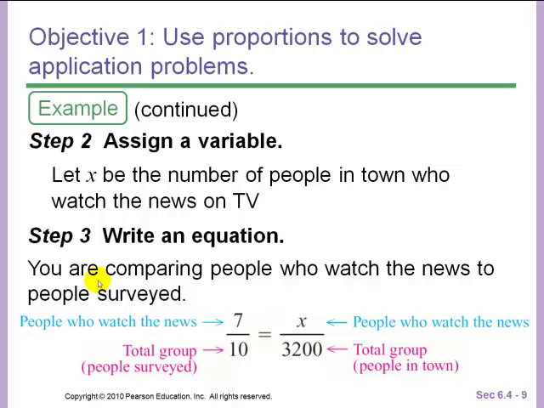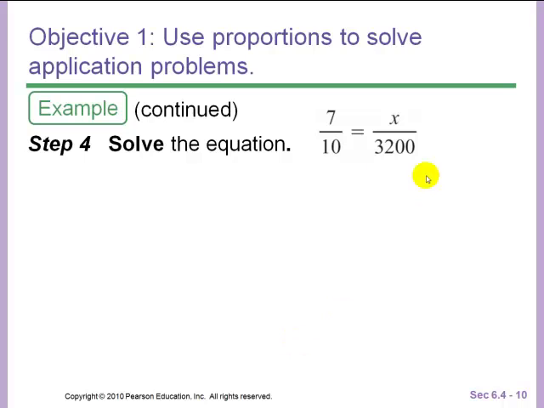Sometimes you might put these labels within the ratio. So you might say 7 people watch the news, and then 10 people total, and then X people watch the news out of 3,200 people total. That's fine too. And the important thing is that whatever is in the numerator in the first rate or ratio is the same thing in the numerator in the second rate or ratio. Now we will solve this proportion.